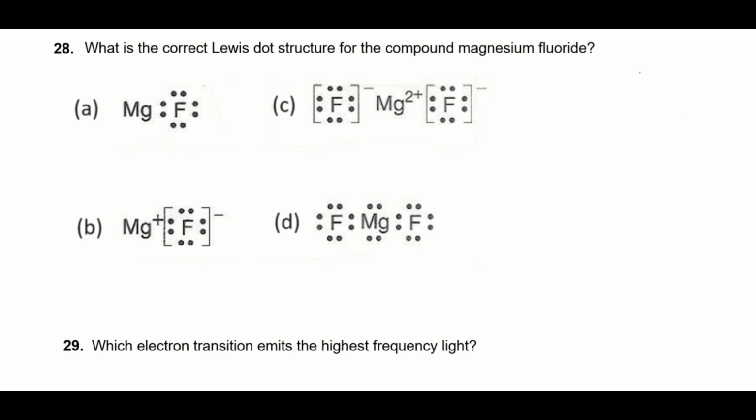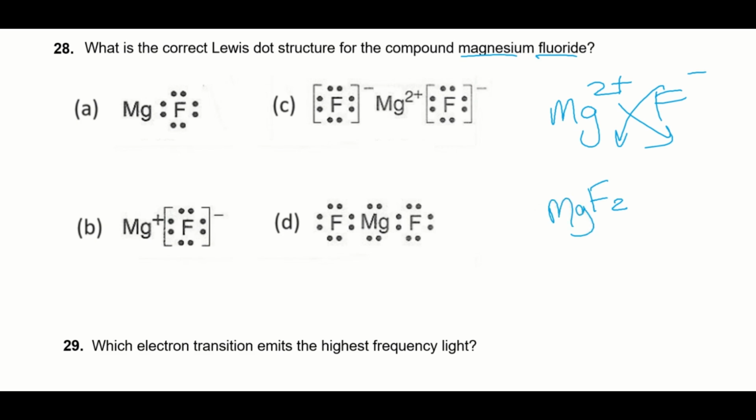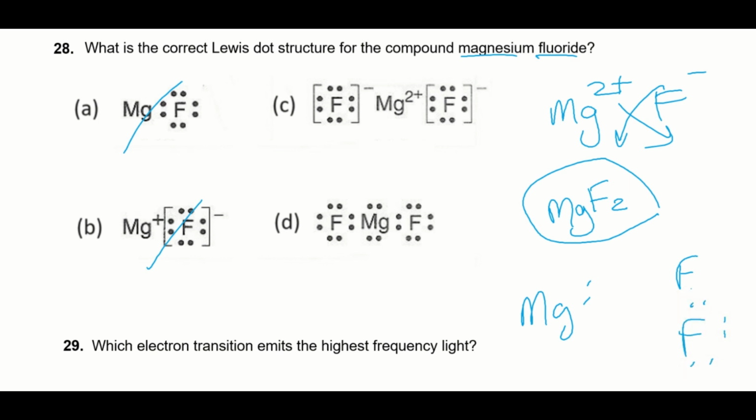Okay, here we go. We have a metal and a non-metal. It's going to be an ionic compound, transfer of electrons. Magnesium has a 2 positive charge. Fluorine has a 1 negative charge. Crisscross those numbers to get the formula unit. There it is. So you can eliminate A and B. All right, so draw the Lewis structure. Okay, that one goes there, that one goes there, and then you're going to look like that.